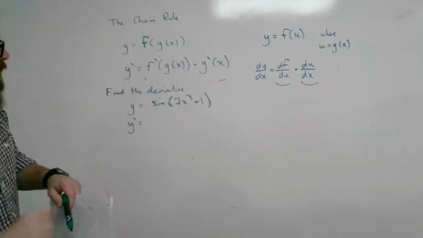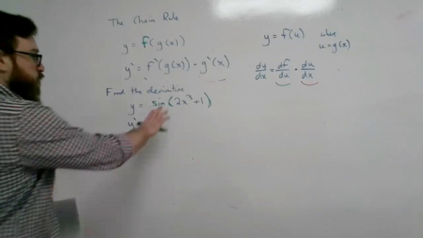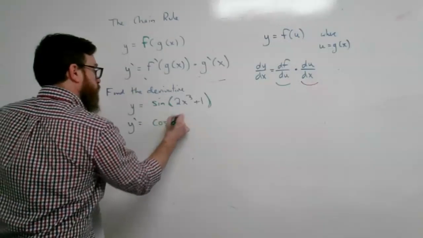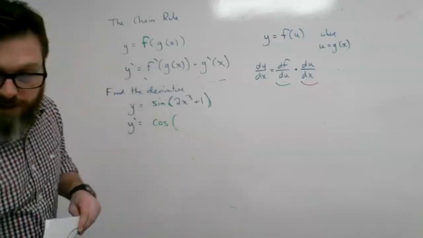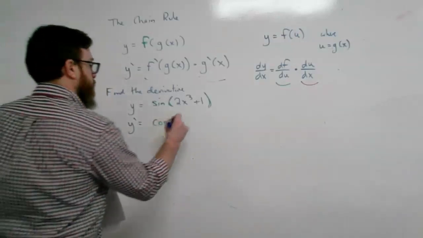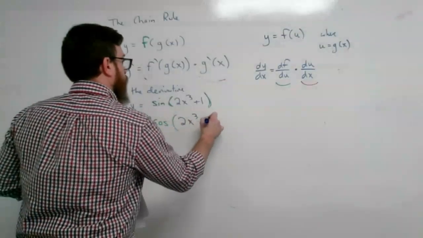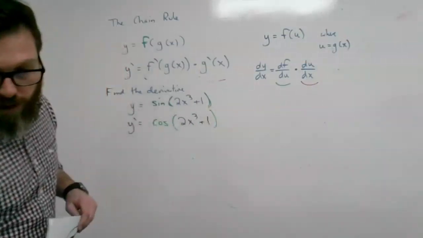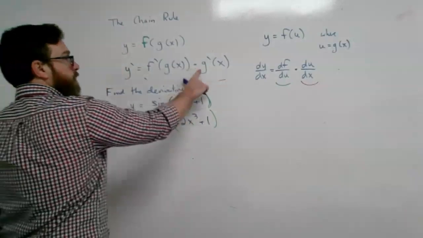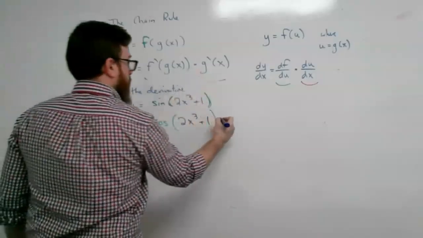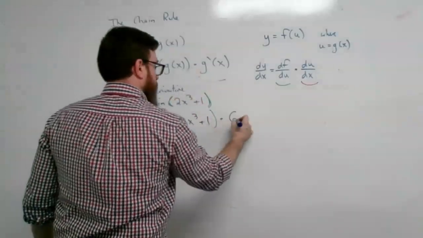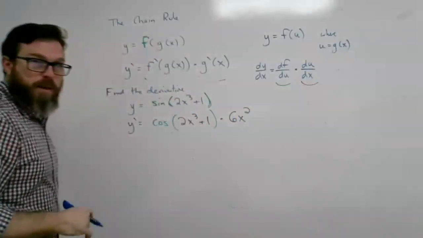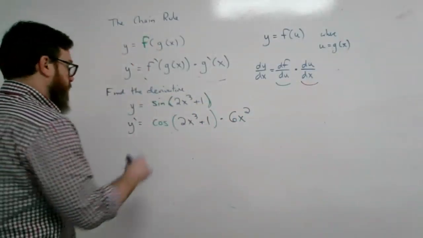And then we're going to multiply by the derivative of the inside function. So the derivative of the outside function is going to be the cosine of, we're going to leave the inside function alone, so this 2x cubed plus 1. And then we're going to multiply by g prime of x, the derivative of the inside function, which is going to be 6x squared.